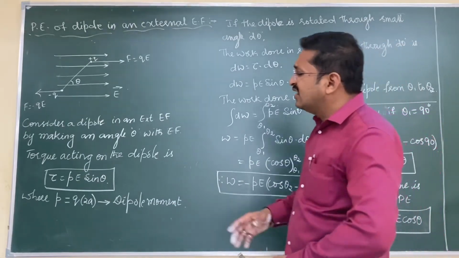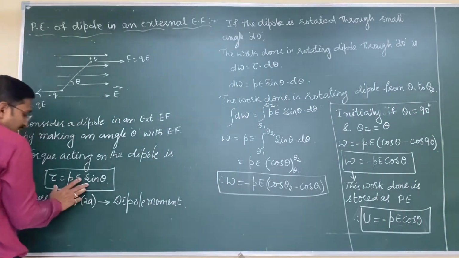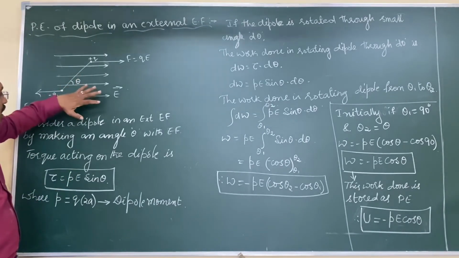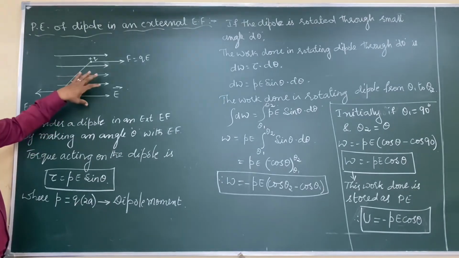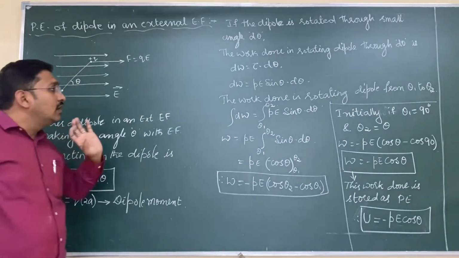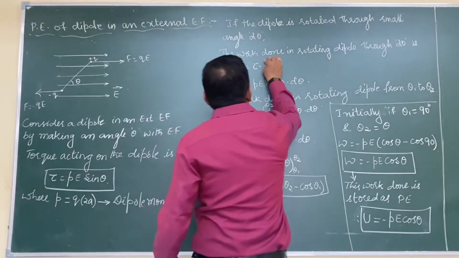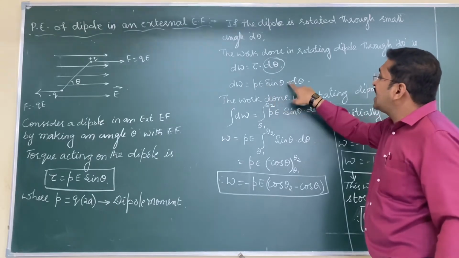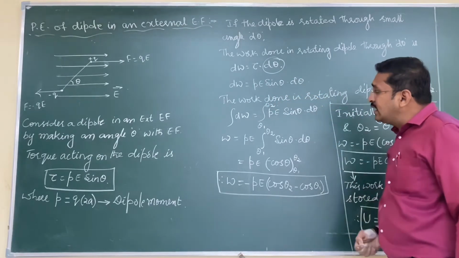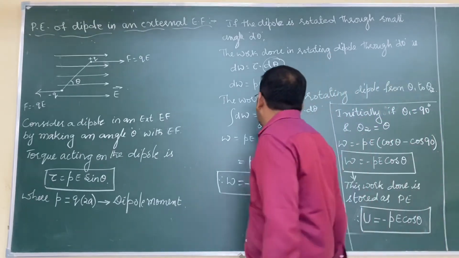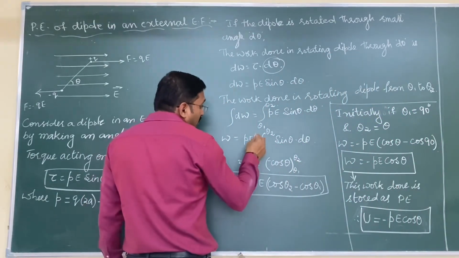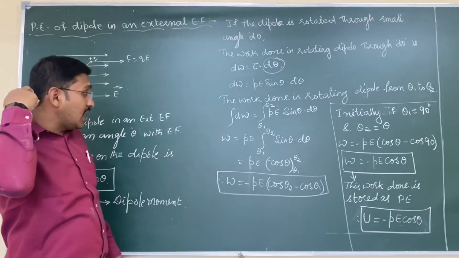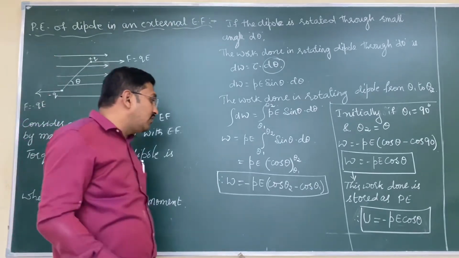Okay, see here, simple. Up to here you already know that tau is equal to p e sin theta. Now what happens when you rotate this dipole? When you rotate this dipole, it is going to make some angle d theta, that is p e sin theta into d theta. The work done is going to be torque into angular displacement, right? So torque is p e sin theta into d theta, right?